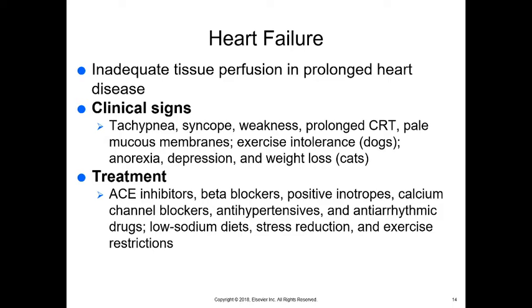So ACE inhibitors, don't worry about that. We'll talk about what that means later. But remember ACE inhibitors, because that word's going to come back to you about a year from now. Beta blockers, which block the beta receptors for the sympathetic nervous system. Positive inotropes mean they help the heart muscle to contract better. Calcium channel blockers. The heart muscle needs calcium in order to beat effectively, and if we block it, sometimes we can allow the heart to expand and gather more blood before it beats the next time.